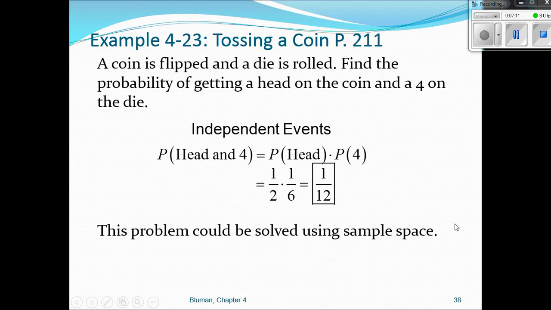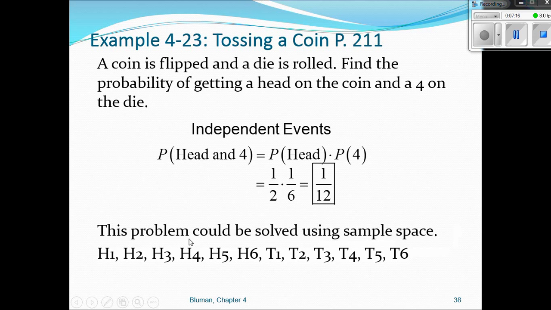Now you may say, why can't I just do this using a sample space? And you can. If you came up with your sample space by doing a tree diagram, you could have gotten a head or a tail. Once you got a head, you could have gotten a 1, 2, 3, 4, 5, or 6. Then your sample space was head 1, head 2, head 3, head 4, and so on. And there's only one way to get a head and a 4.